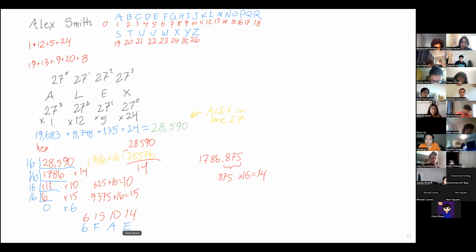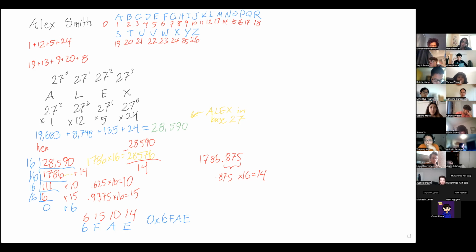I think that's it. Oh, and then you'll write it down as 0x and then the total sequence, 6FAE. I think that's right, yes? Yes. Hope so. 6FAE. All right, that is pronounced.